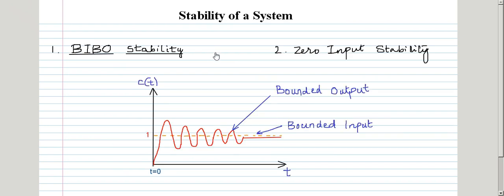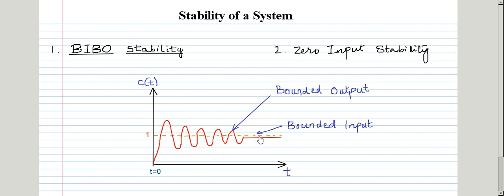A linear time invariant system is stable for the following two cases. First one is the BIBO stability. BIBO stands for bounded input, bounded output. If a bounded input produces a bounded output, then the system is said to be stable. For instance, if the input to the system is the unit step and it produces the output in this manner which is bounded, then the system is said to be bounded input, bounded output.